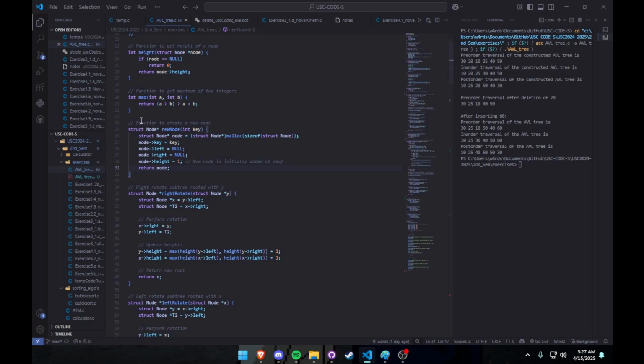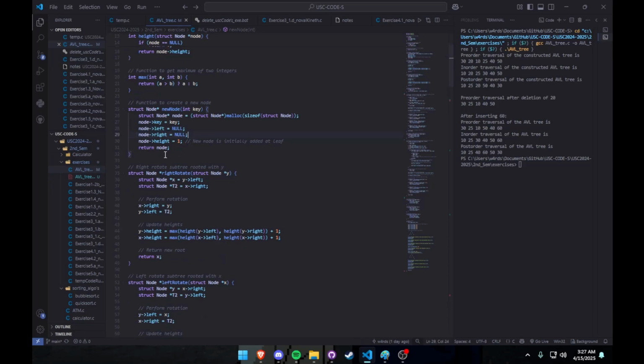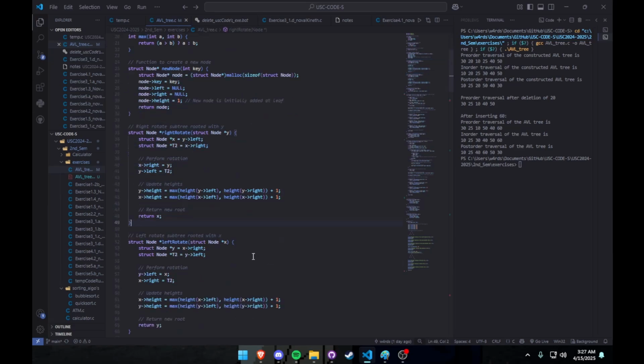And then return the node, because this node is now completely built. But don't worry, we will come back to this as to, so what about the node left, right? Okay, don't worry. Let's skip the right rotation and the left rotation.